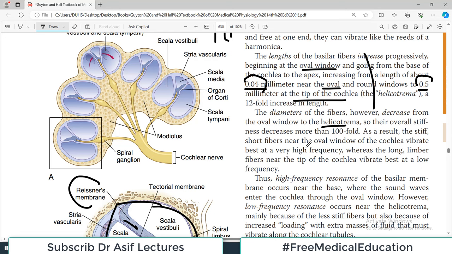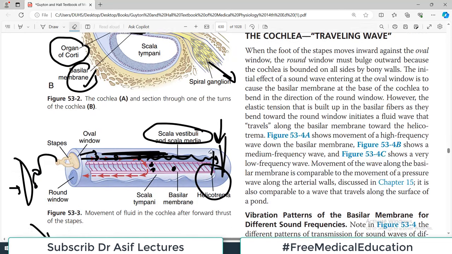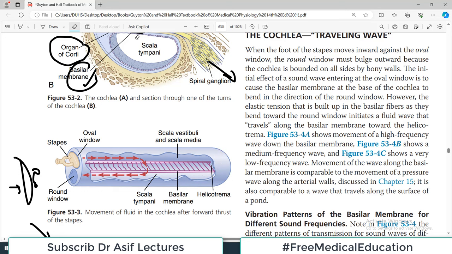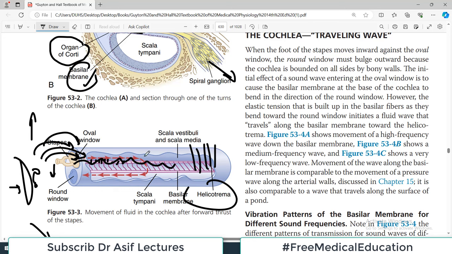As a result, the stiff short fibers near the oval window of the cochlea vibrate best at a very high frequency, whereas the long limber fibers near the tip of the cochlea vibrate best at low frequency. So this is the most important thing to remember, which type of sound waves goes where. For example, a high pitch sound is well perceived by the short fibers because it's already a very high tone. But if there is a low sound, it goes all the way, it needs big fibers which are present at the helicotrema to receive the sound.